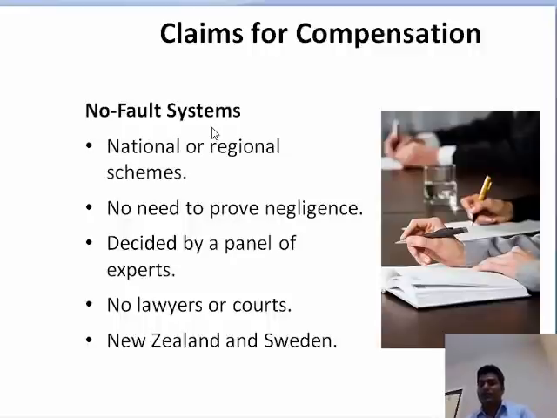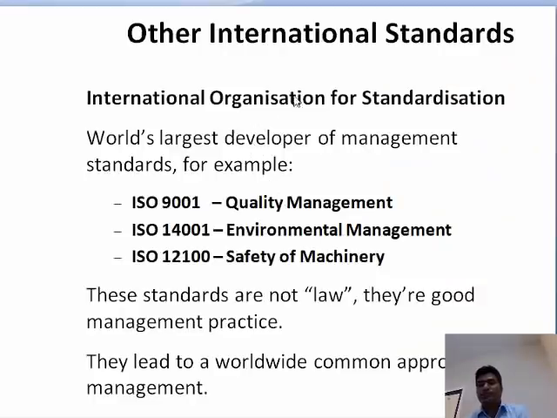And what is the no-fault system? No-fault system means you don't need to prove that I was not at fault and the employer was at fault. It is a national or regional scheme, with no need to prove negligence. In this system you need not prove negligence, and it is decided by a panel of experts, with no lawyer or court. In this you don't require a lawyer or court. This is found in New Zealand and Sweden.